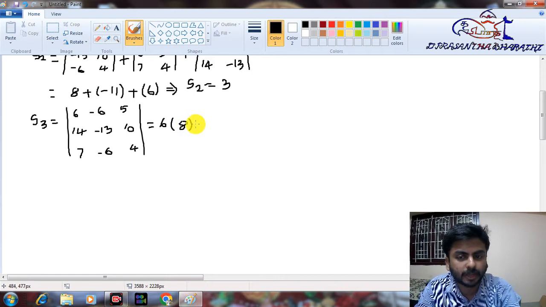6 into 8, and here we already have -6. So when we introduce the minus symbol, it will become plus 6. So plus 6 into 14 into 4. 14 into 4 is 56. 7 into 10 is 70. Then 56 minus 70 is -14.